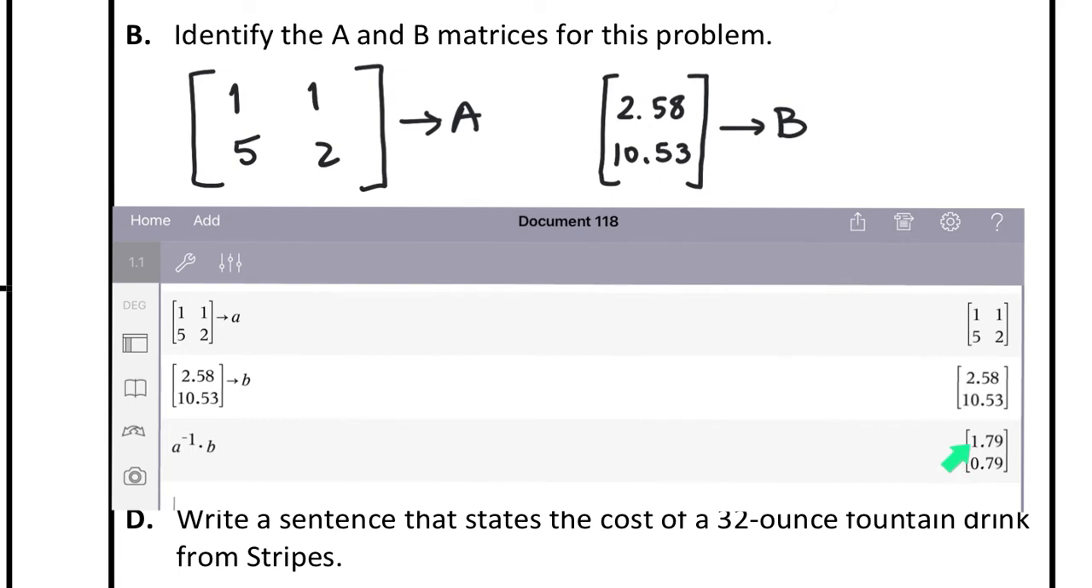Remember, T was the taco. So this is the price of the taco. So it's $1.79. And this one is the price of the drink. 79 cents.